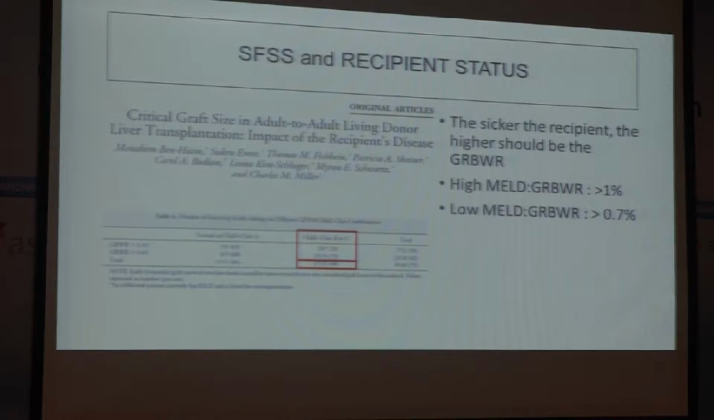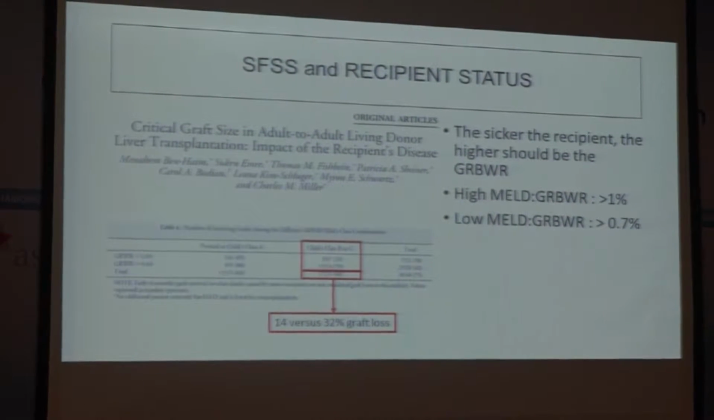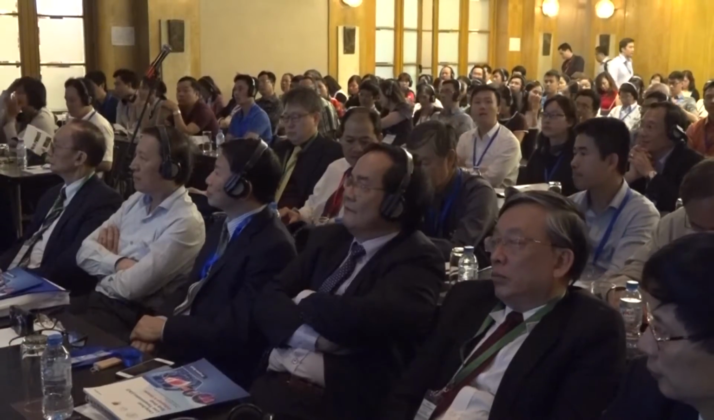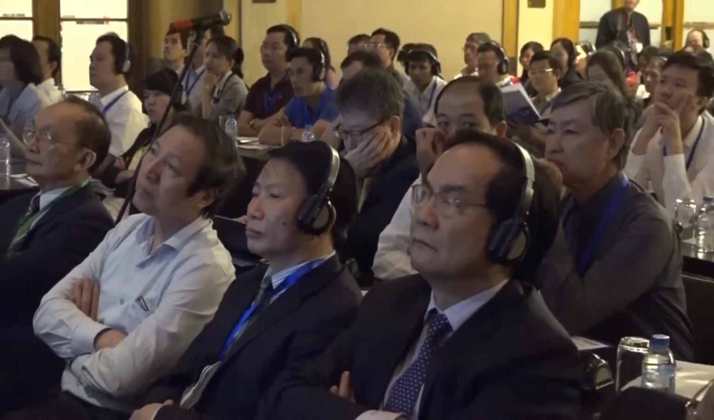Not only the graft is important, but also the recipient status. There is a nice study also from the States, where you see that if your patient is very sick, small-for-size syndrome influences the outcome much more. So our first conclusion is that we should aim to transplant an adequate liver mass in a sick patient, and the sicker the patient is, the higher the graft-to-body weight ratio should be.